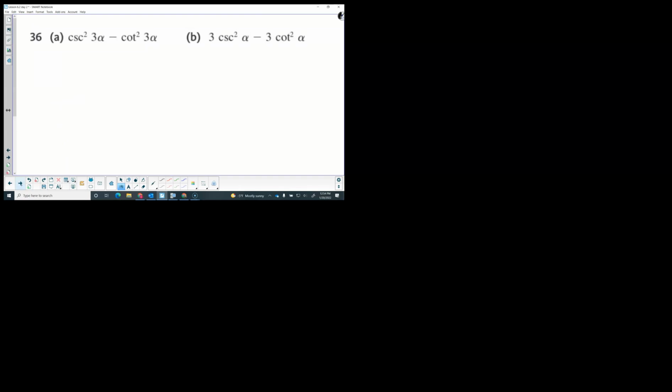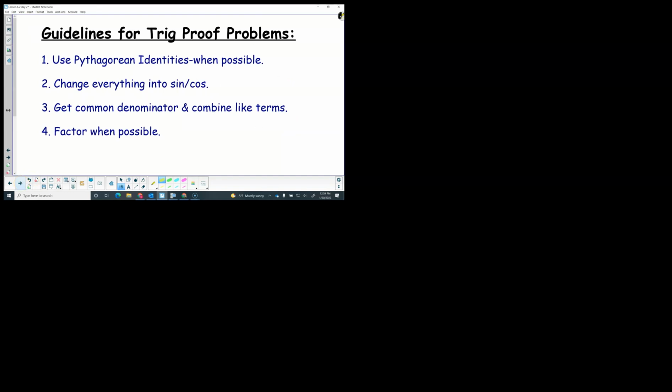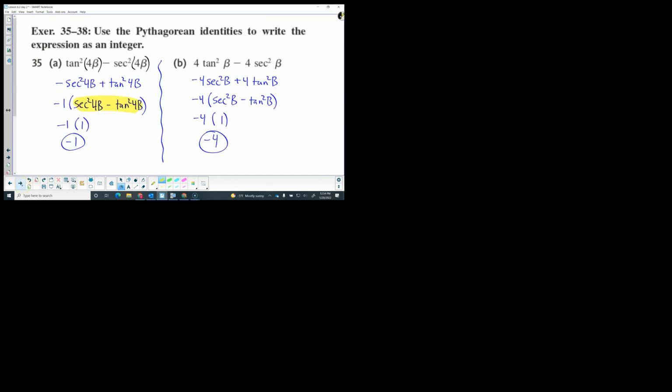Okay, next one we've got cosecant squared of 3 alpha minus cotangent squared of 3 alpha. So I like the way this looks, because if we go back to our note card and look at this right here, cosecant squared minus cotangent squared is equal to 1. So that means that we can change this whole thing into just a 1.